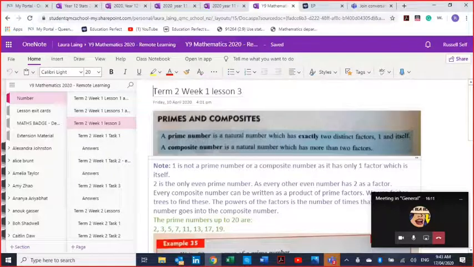And we're going to talk about, we're building the number system. And again, this is mostly review for most of you. The first thing we're going to talk about are what are called prime and composite numbers.